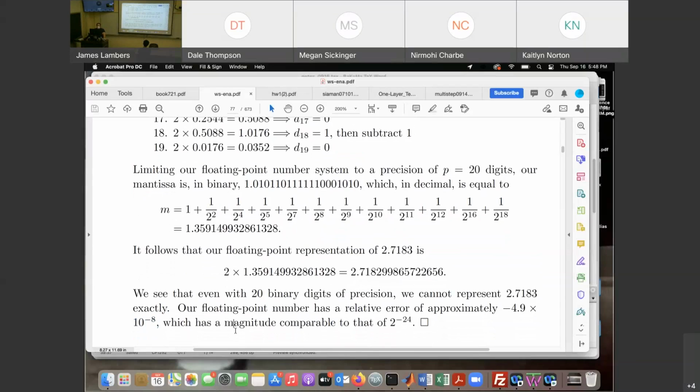So the only numbers that can be represented exactly in binary with a finite number of digits is any number that could be written as a sum of fractions of this form, where you have powers of 2 in the denominator. So just as 1/3 cannot be represented exactly in decimal using a finite number of digits, a number that can be represented exactly in decimal, 0.1, cannot be represented exactly in binary.